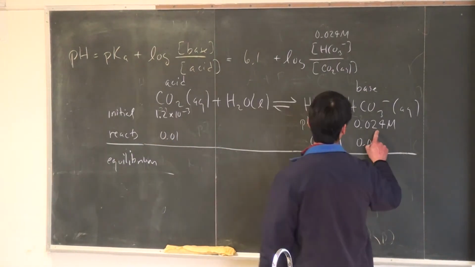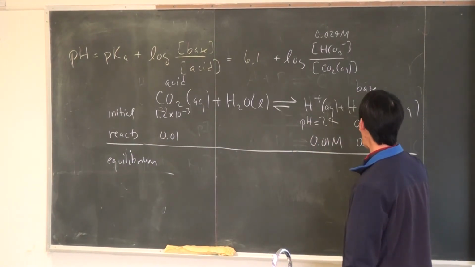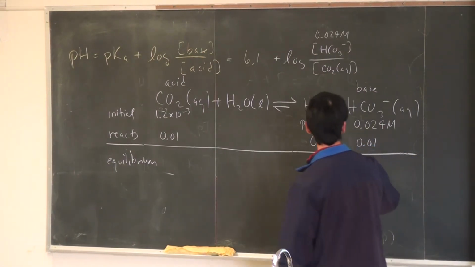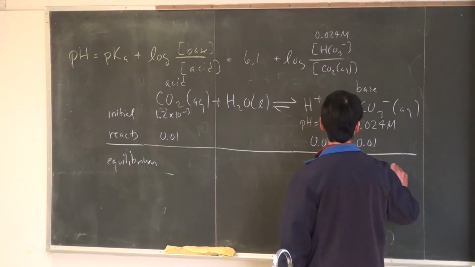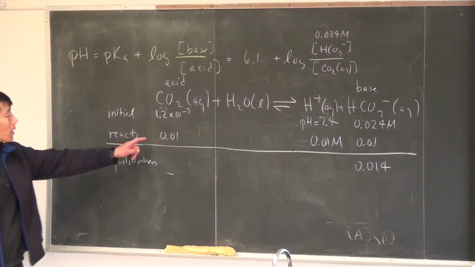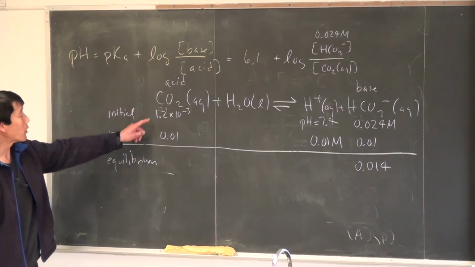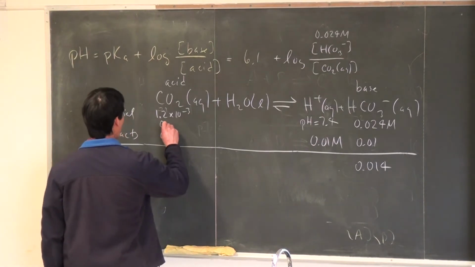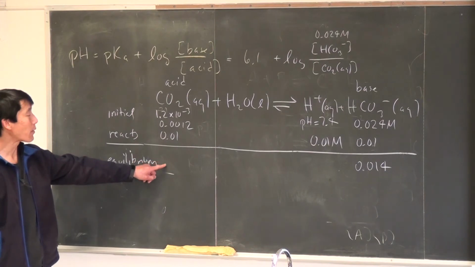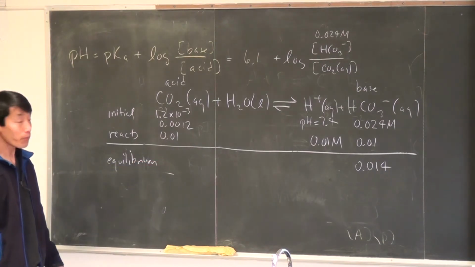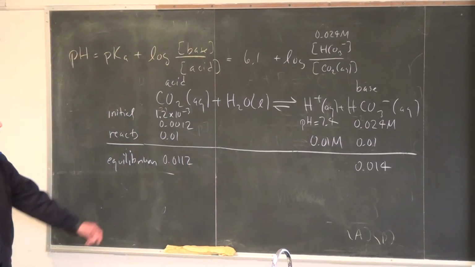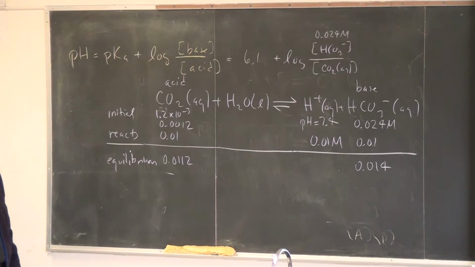We have 0.024 minus 0.01. So at equilibrium, this is going to be equal to 0.014. And then for this one, note that we're adding 0.01 plus 1.2 times 10 minus 3. Let me write it this way. We have 0.0012. So if we add these two numbers together, we're going to have at equilibrium 0.0112.